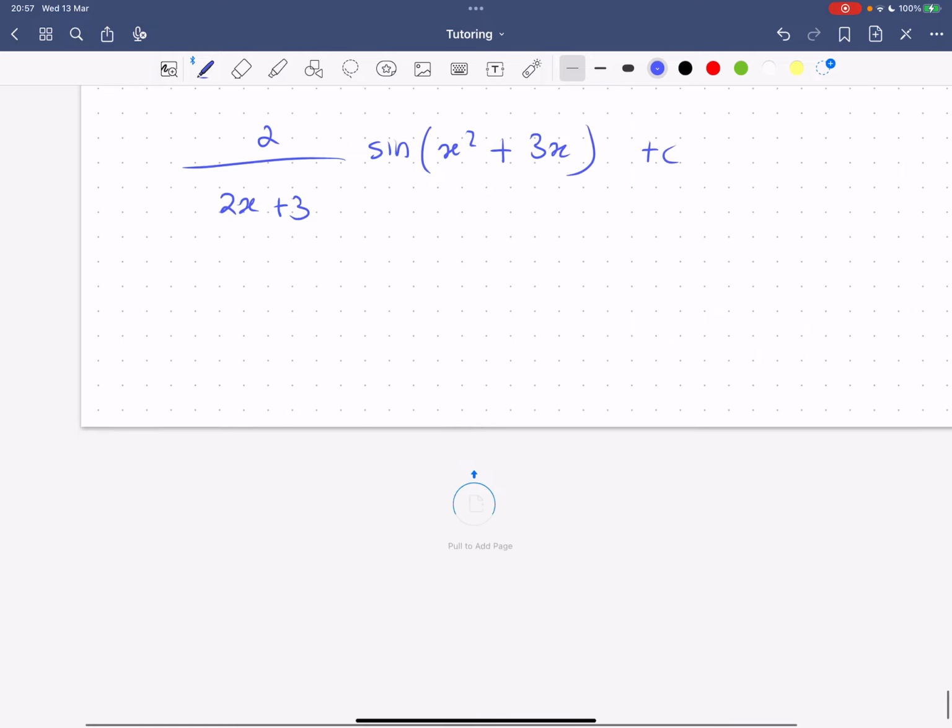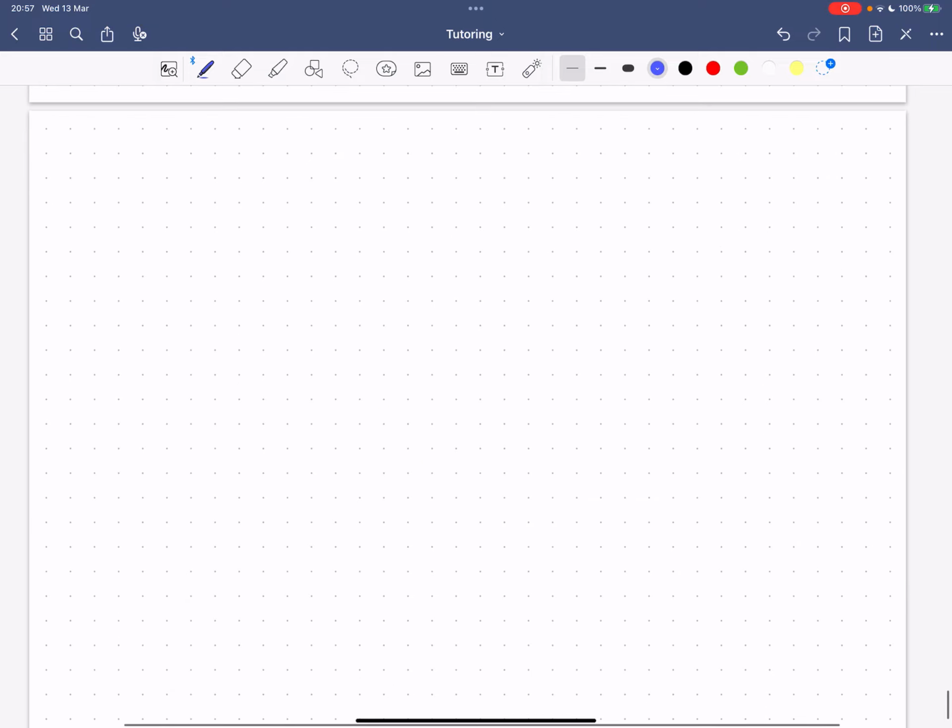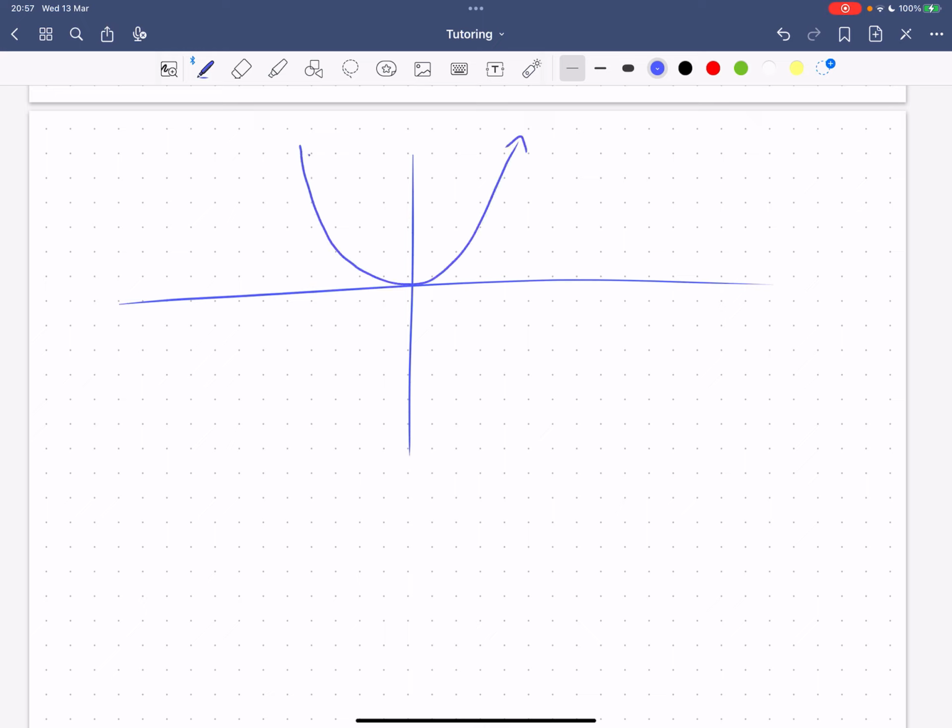Let's have a look at some areas under curves. So let's say I wanted to know the area under the curve of y equals x squared, and we wanted to integrate from 0 to 4. Well, I know that when I integrate, it is the same as finding the area under the curve. So the area would be the integral from 0 to 4 of x squared dx.